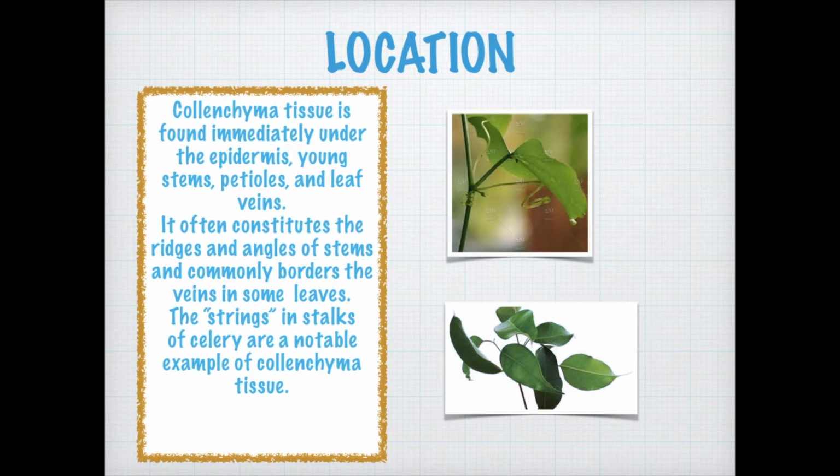It has ridges. Many times you take out those strings from the stalks of celery. So what are you actually pulling out? You're pulling out the collenchyma tissue. I hope now you are able to understand. So please do remember the location. It is present in the stem. It is present in the petioles. It is present in the leaves, below the epidermis, near the veins of the leaves.